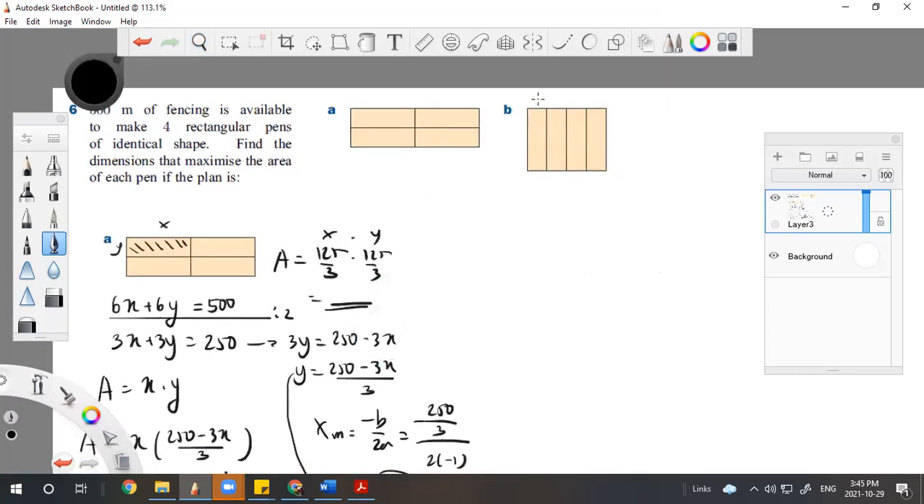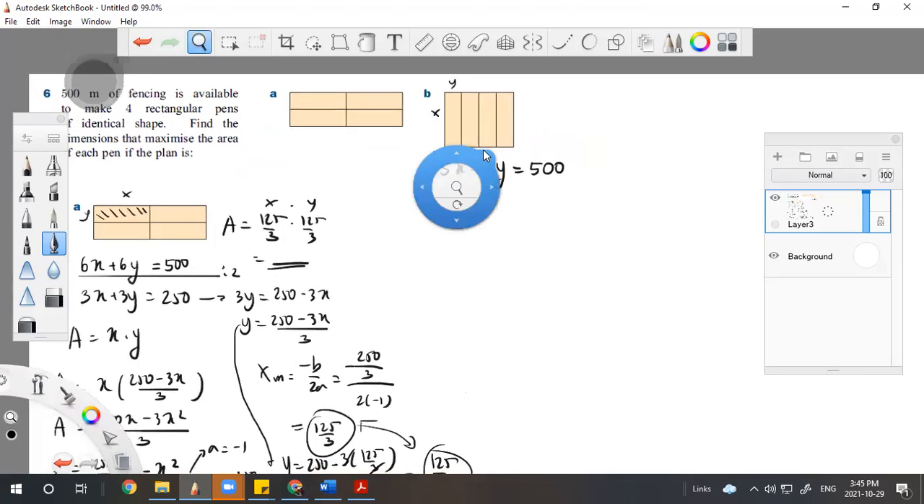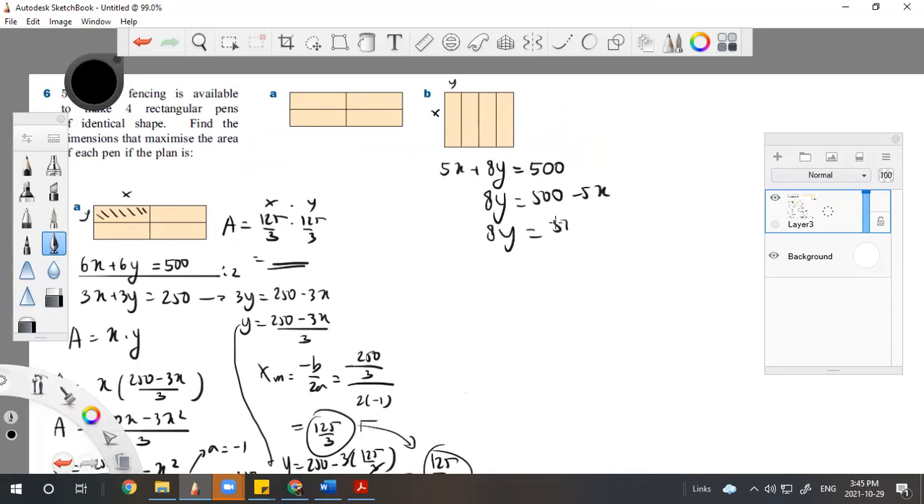So let this be x, y, and this will be x, right? So how many x do we have? 1, 2, 3, 4, 5 x. Plus how many y? 8y. See, it's different. But also, we have 500, right? And then we cannot do further. So 8y equals 500 minus 5x, so y equals 500 minus 5x over 8.